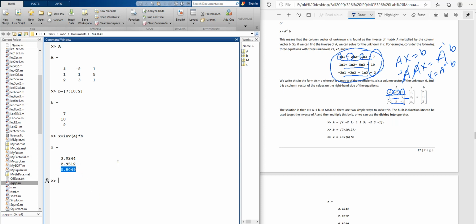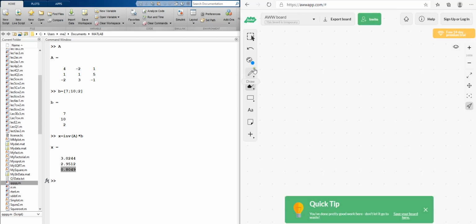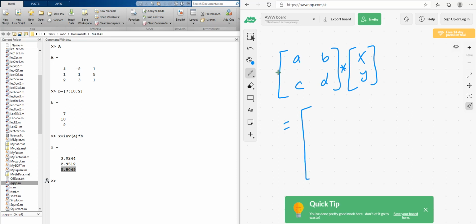Just to remind you about matrix multiplication and why we form it like this, let me go to here and show you how multiplication of a matrix works. Say that we have this matrix, with A, B, C, D as an example, and this column with x and y. We want to find the multiplication of these.